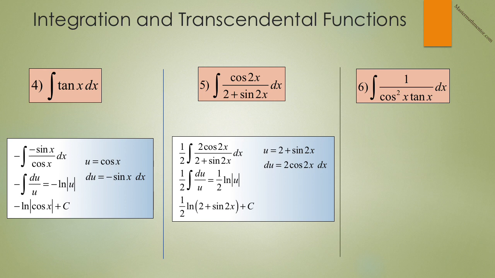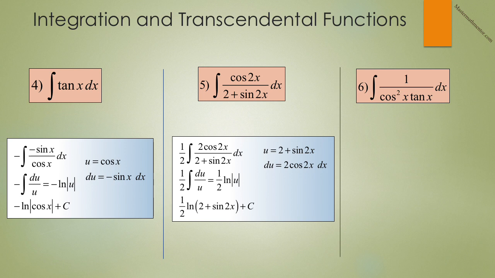Number 5 reads the integral of cosine of 2x over 2 plus sine of 2x dx. We let u be the entire denominator, 2 plus sine of 2x, and du is 2 cosine of 2x dx. We can pull this off by putting a 2 to the inside and a 1/2 to the outside of the integral, getting 1/2 the integral of 2 cosine of 2x over 2 plus sine of 2x dx. And this is 1/2 the integral of du over u, or 1/2 the natural log of the absolute value of u. The final answer is 1/2 natural log of 2 plus sine of 2x plus c.